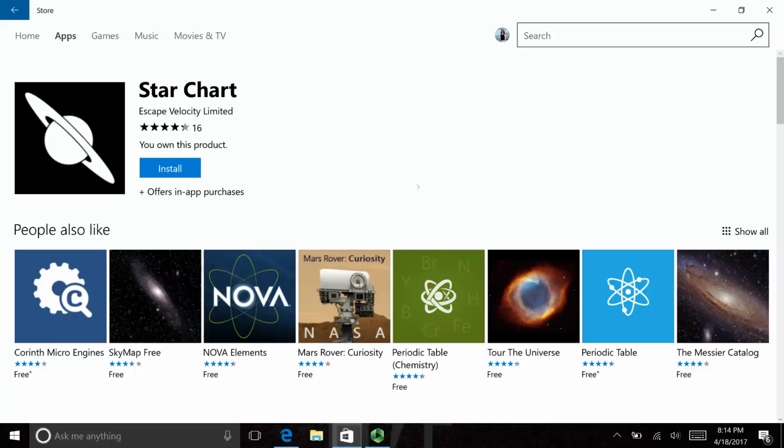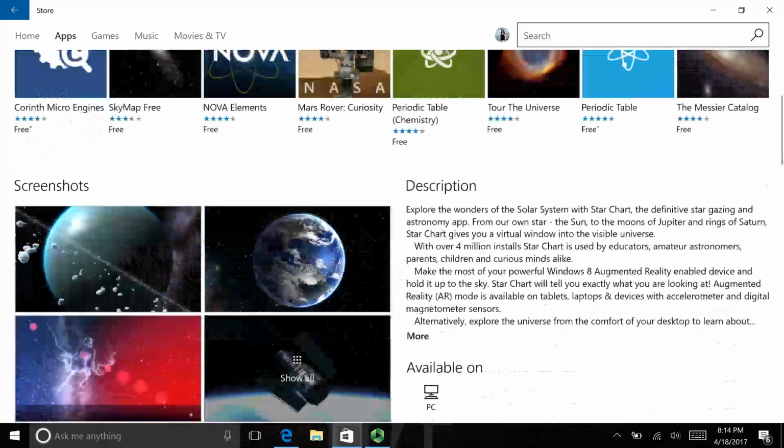This was the app that I decided to do. It's called StarChart, and it's by Escape Velocity Limited. I did try to download it to get a little better picture of it, but it was taking a very long time to download onto my computer. So I'm just going to go through it based on the description from the Windows Store.